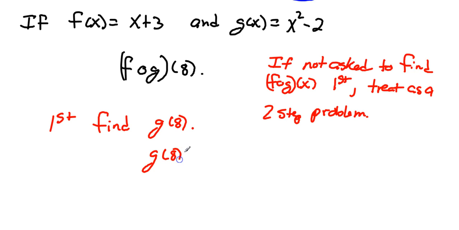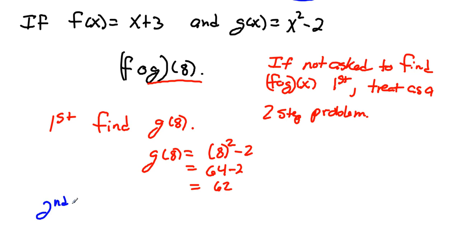So g of 8 would equal, and again, not too bad, 8 squared minus 2. 8 squared is 64, minus 2, that would be 62. Okay, so we're finding this part of it first because that's what we're closest to.